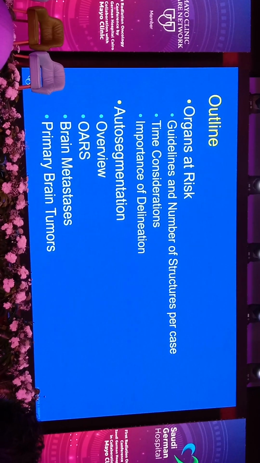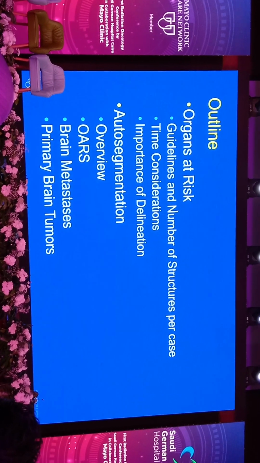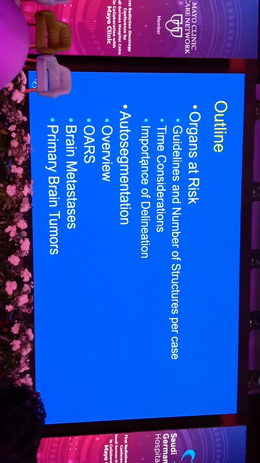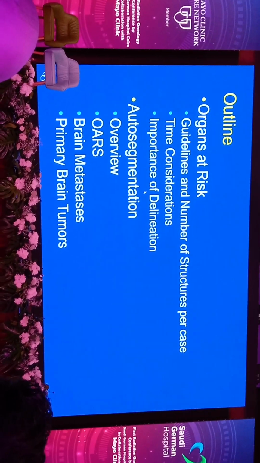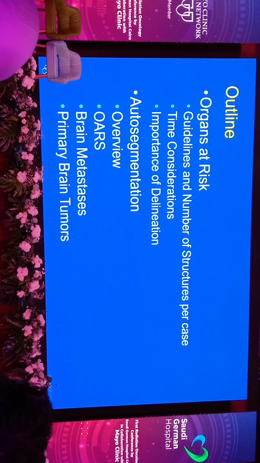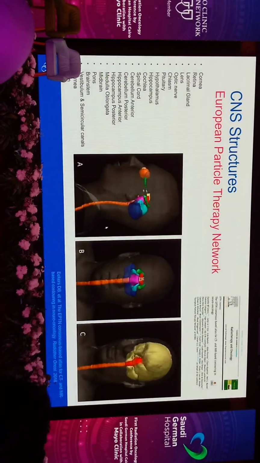I'd like to start by going through some organs at risk, thinking about guidelines and number of structures per case, time considerations and contouring, and then the importance of accurate delineation, moving on to auto-segmentation with the overview of OARs, brain metastases, as well as primary brain tumors.